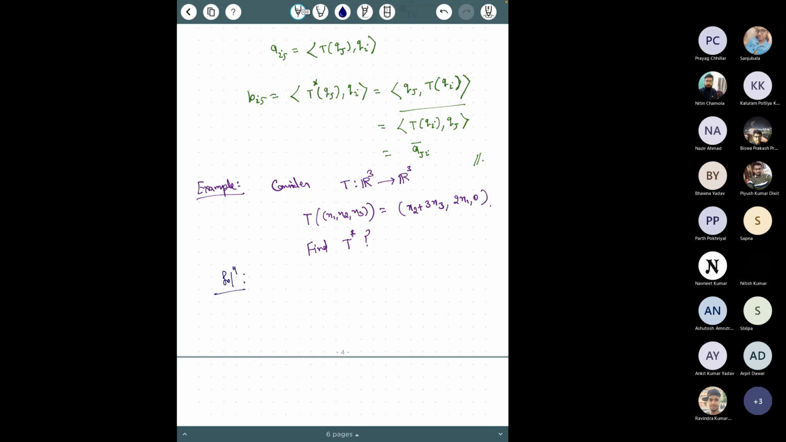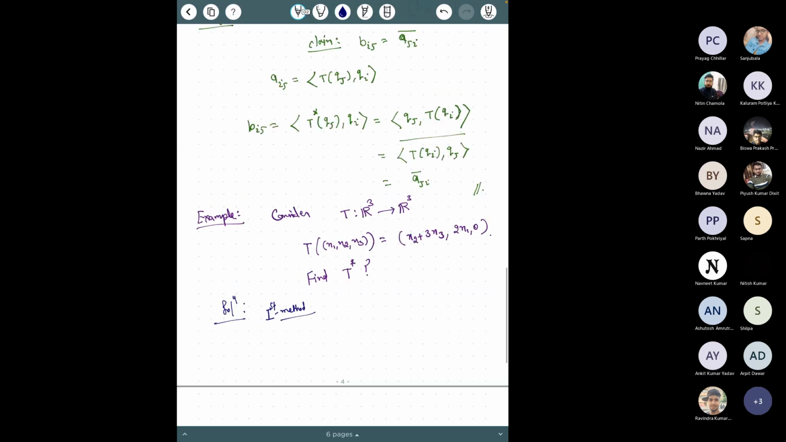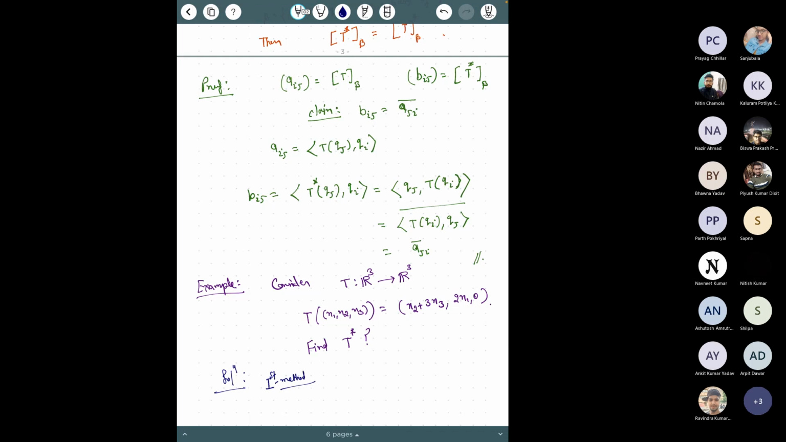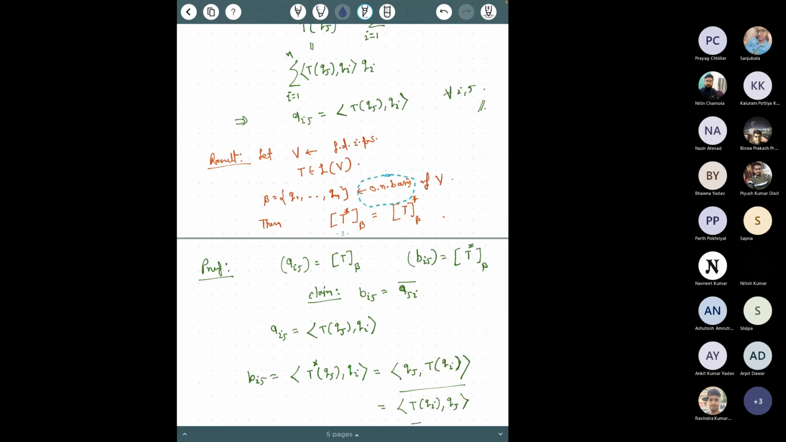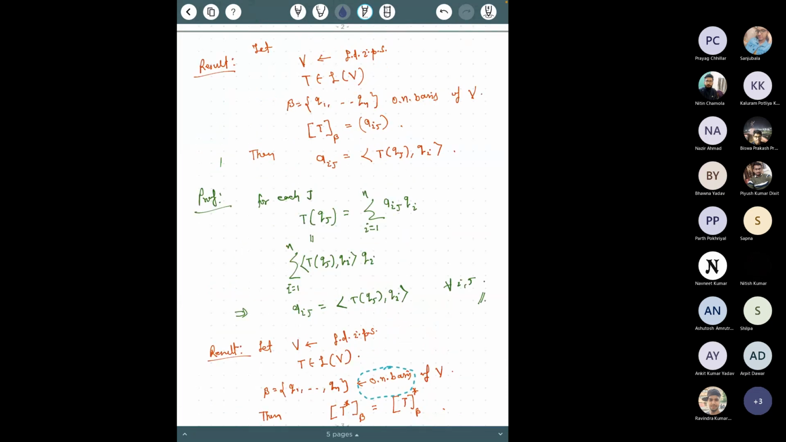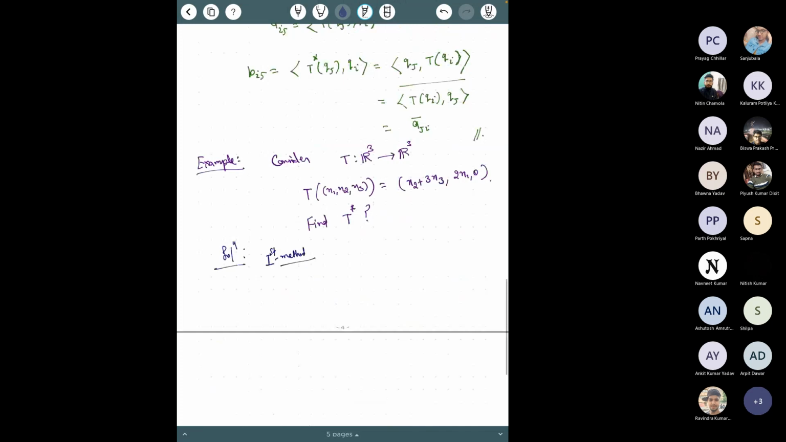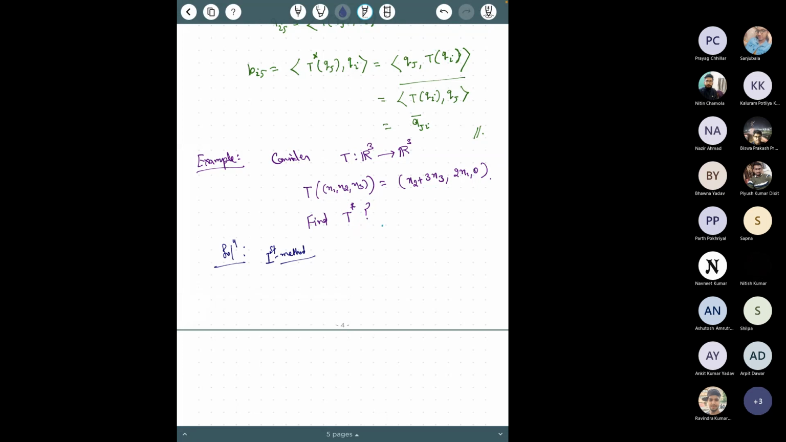As I mentioned, there are two ways. The first way is to use the above result. Let me do it in two ways so you know both. The first method is that you find the matrix representation of T with respect to an orthonormal basis. This is very important: this result is true only when we have an orthonormal basis, because then only the above result, which we are using in this proof, holds. So first you have to find an orthonormal basis for R3. I have not mentioned the inner product on R3, so you assume that it is the standard inner product.